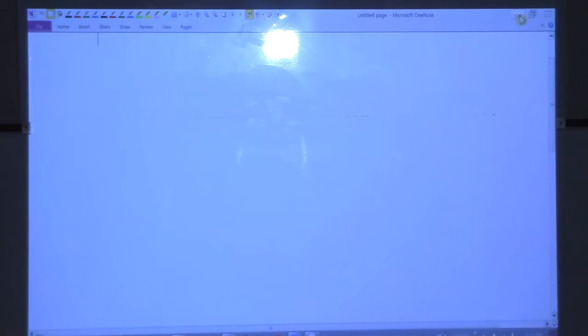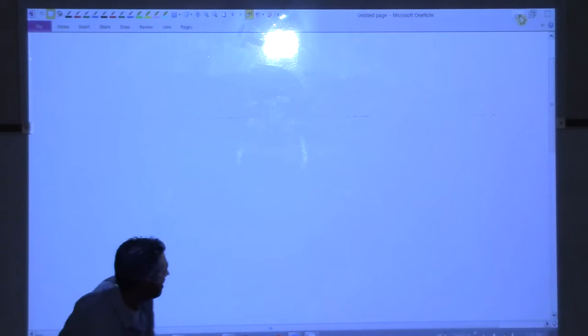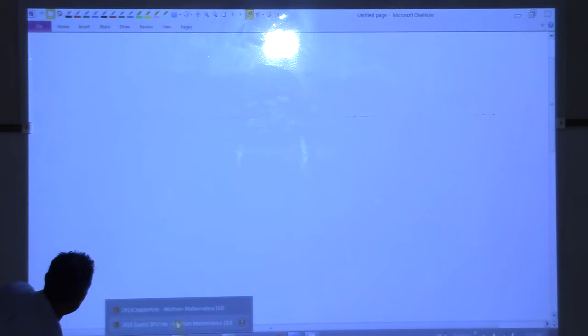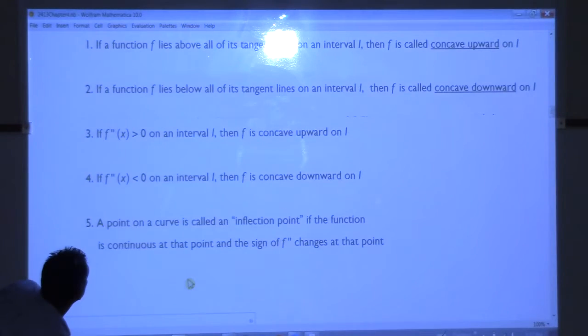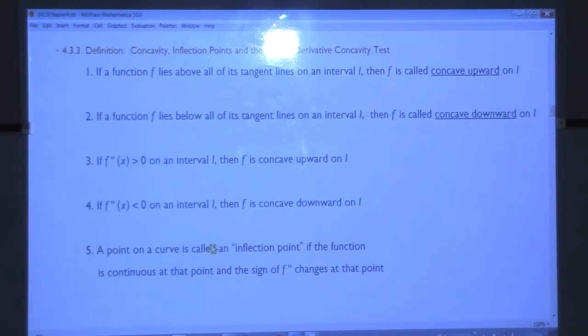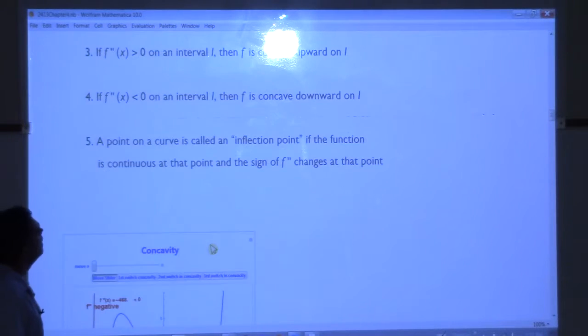Because the second derivative also tells us something about the function's shape. And it's not as obvious because we haven't really talked too much about the second derivative and how it relates to the shape. So here, this is it, all right? Right there. I'll put it right there.